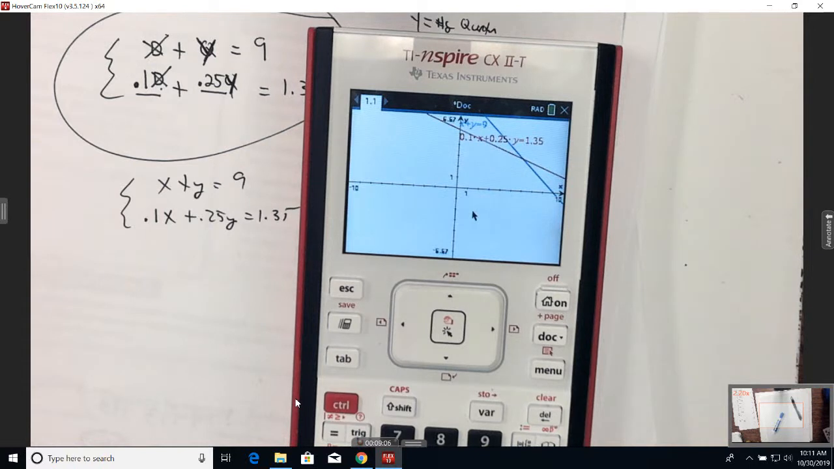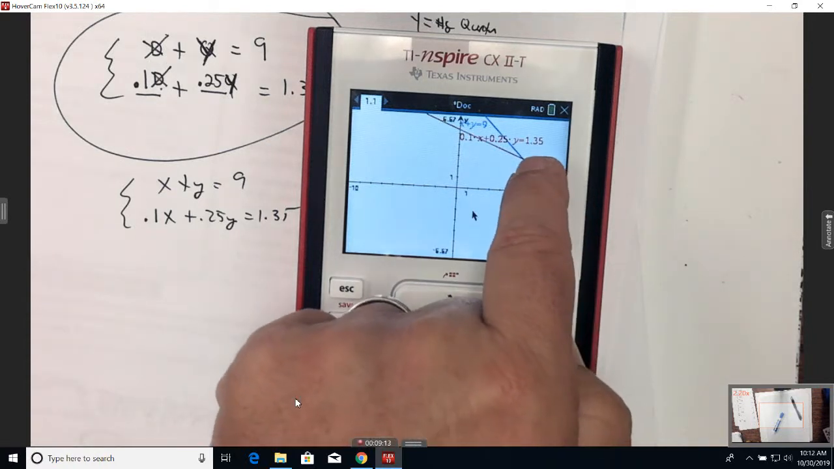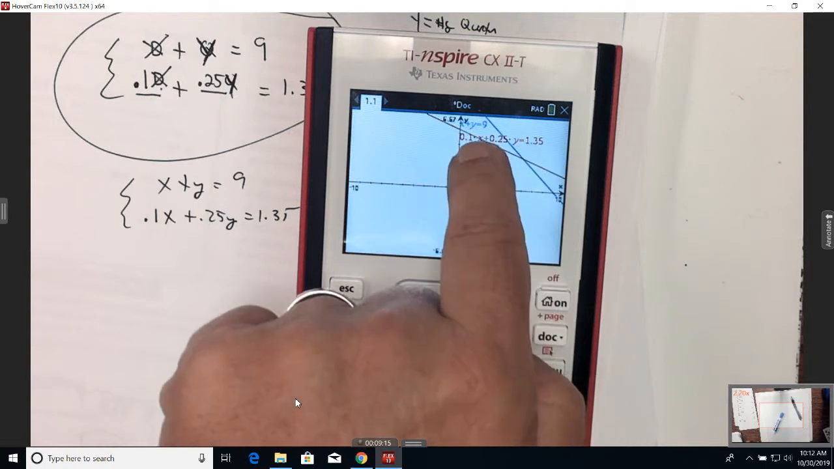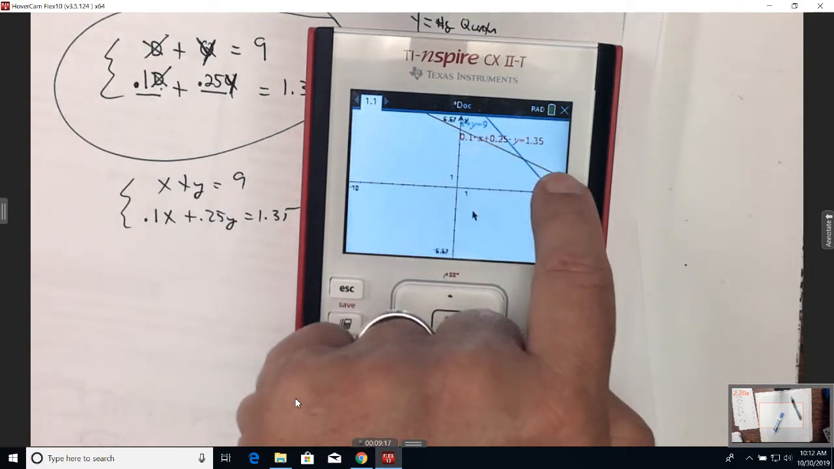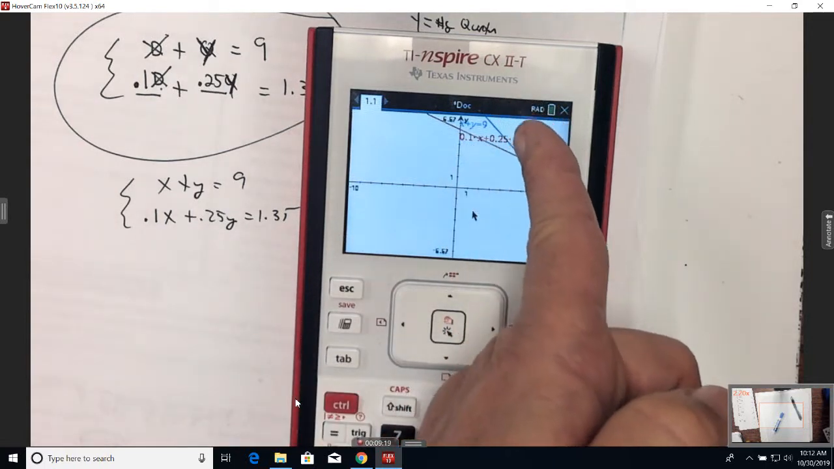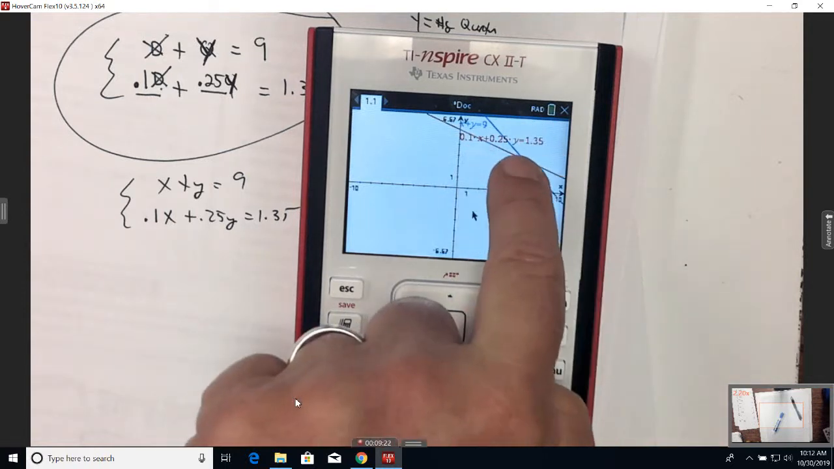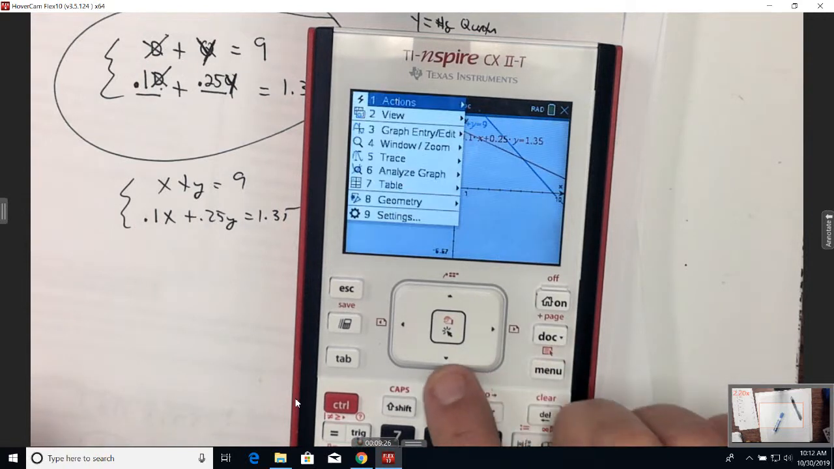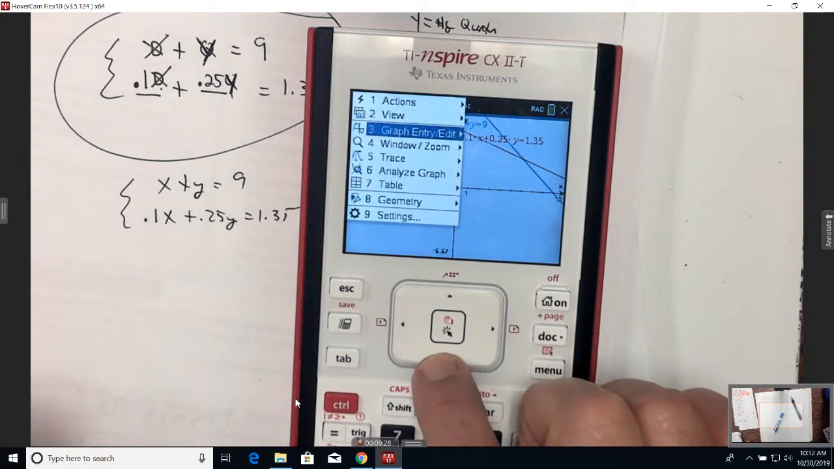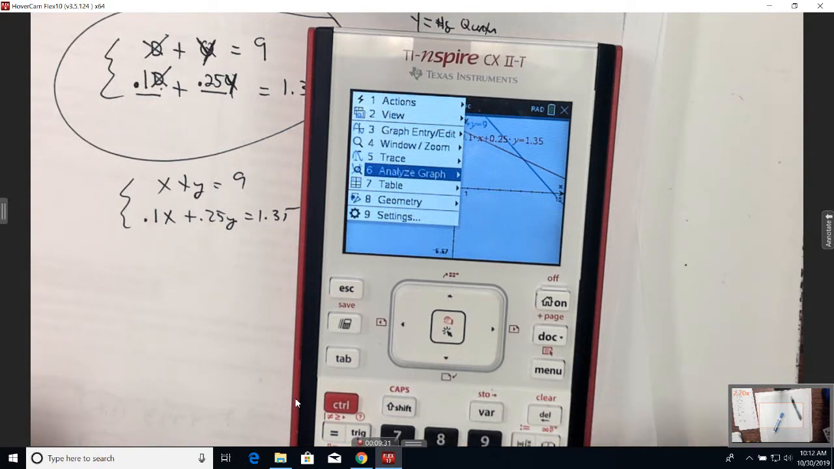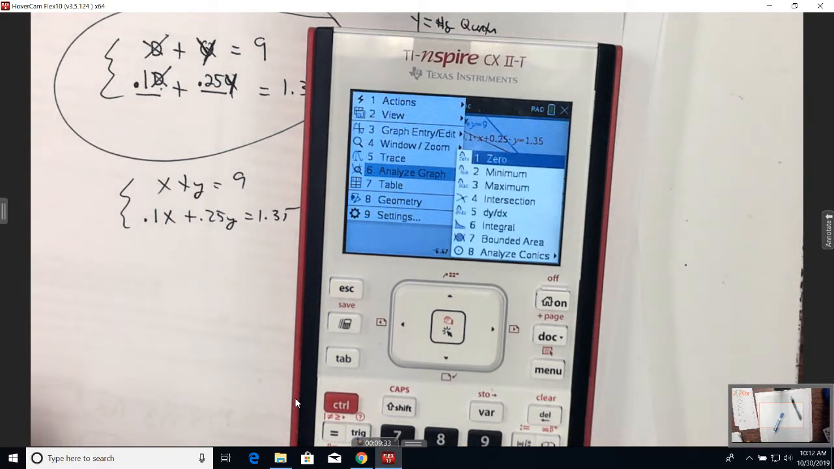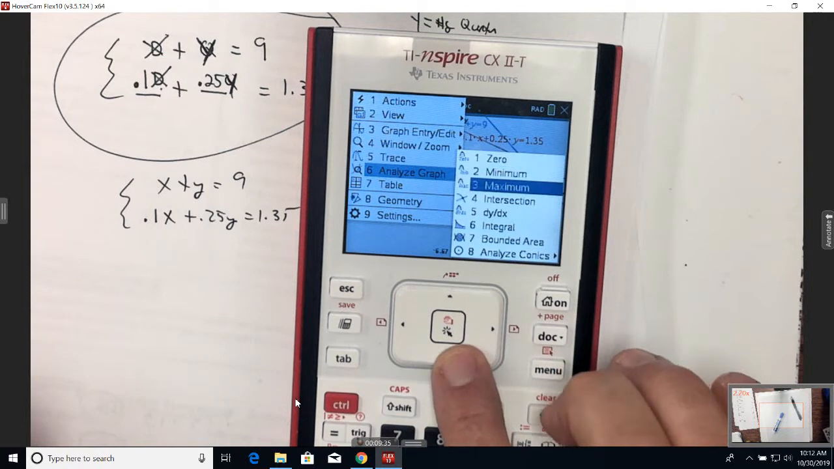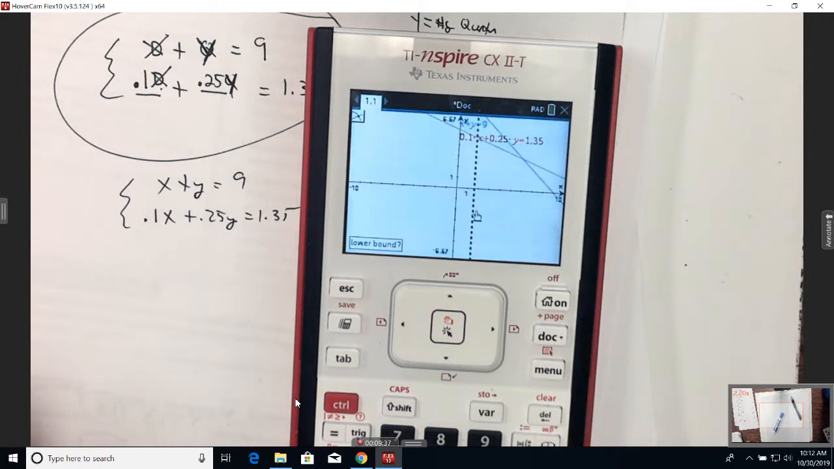What's my solution? Where are they the same? That intersection where they're the same is the solution. That's the value of the dimes and quarters for the red graph. That's equal to the dimes and the quarters from the blue graph. So how do I find where they cross? Go to Menu, Analyze the graph. Where 2 lines cross is called an intersection.